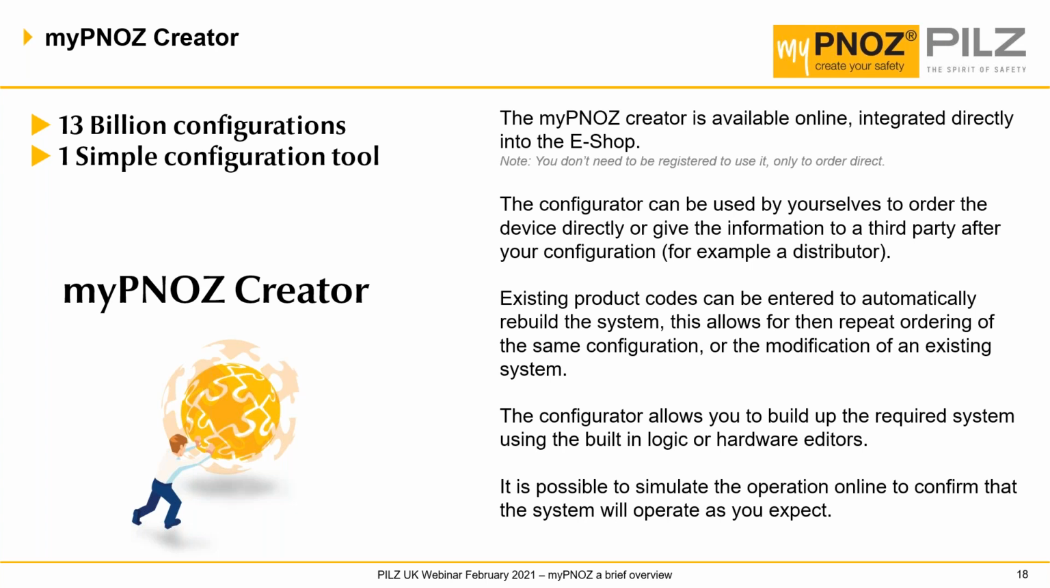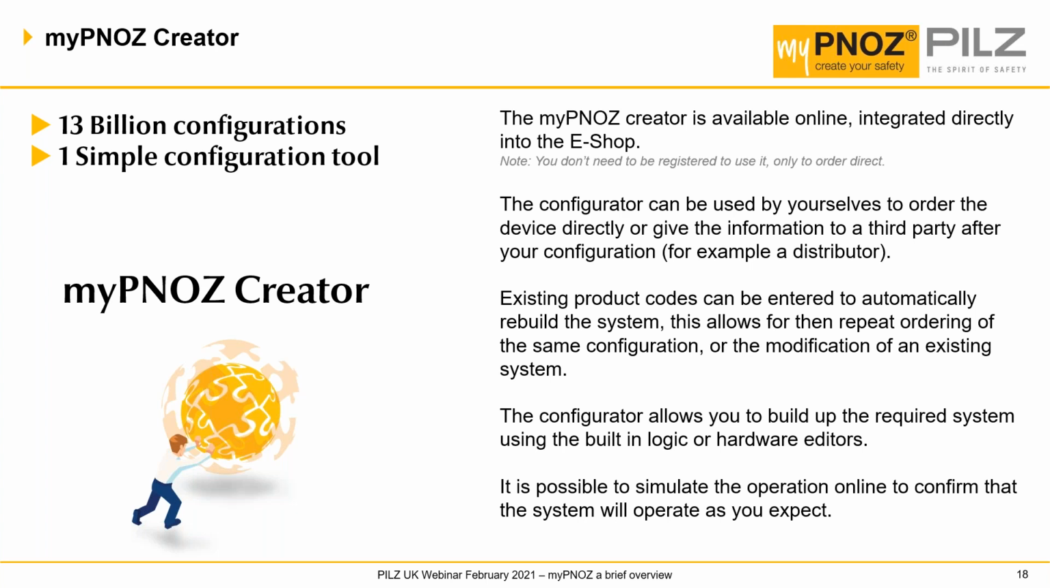myPNOZ Creator is available online and it's integrated directly into the eShop. Don't worry if you're not registered to use it. You only need to be registered if you want to order directly. There are 13 billion configurations of hardware, and it's one simple configuration tool to generate it. The configurator can be used by yourselves to order the device directly or give the information to a third party after your configuration, for example, if you're using a distributor.